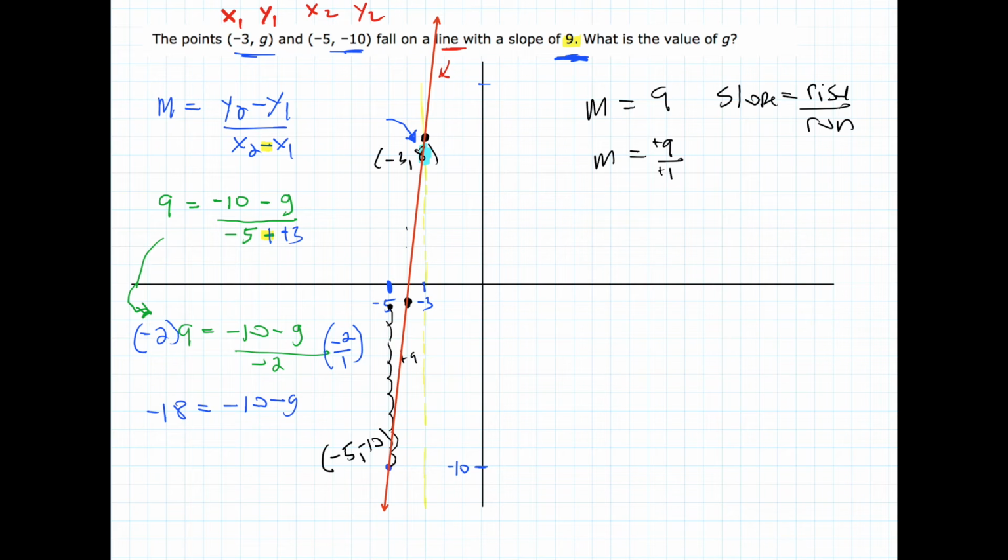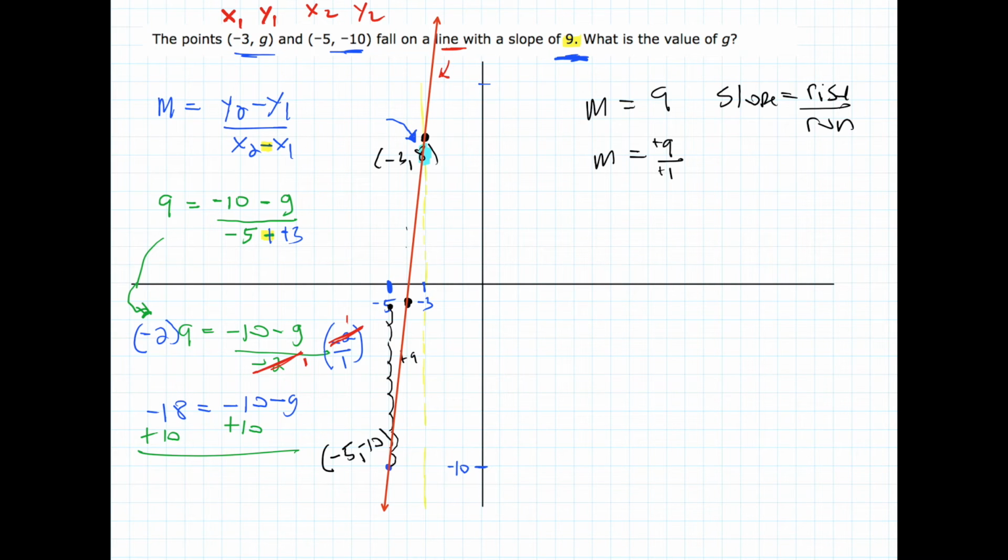Oh, and the whole point of doing what we just did, multiplying both sides by negative 2, was to do this. You can wipe out these and get little baby ones right there. So this is our new problem. Okay, so we're going to go ahead and add 10 to both sides to get g by itself.